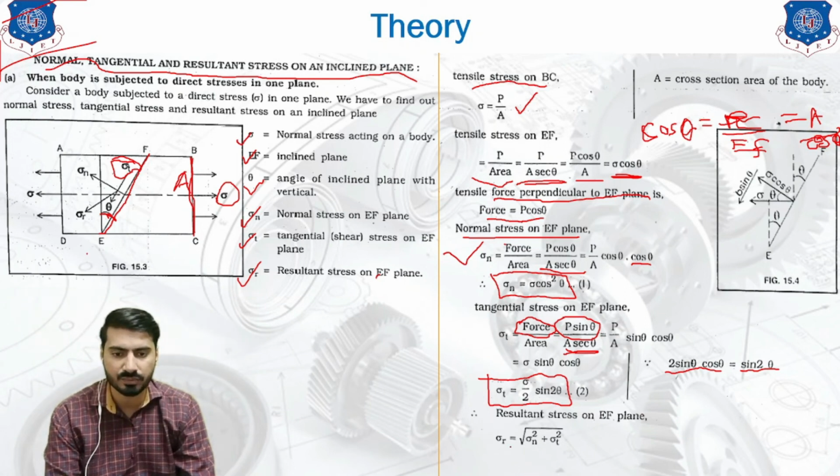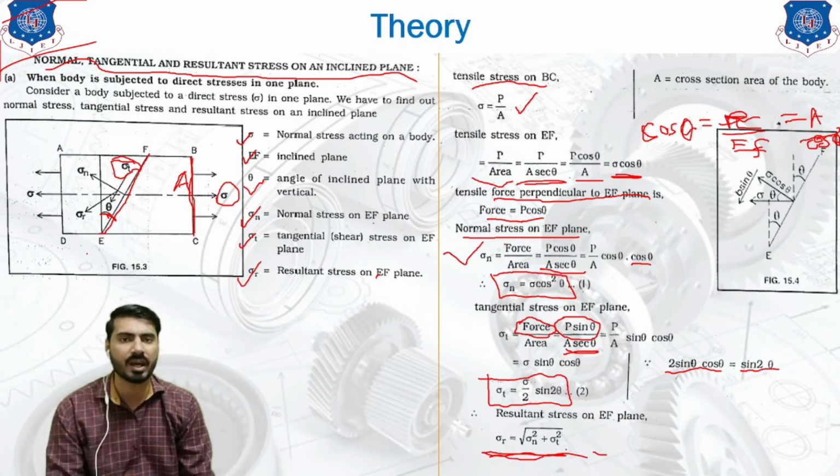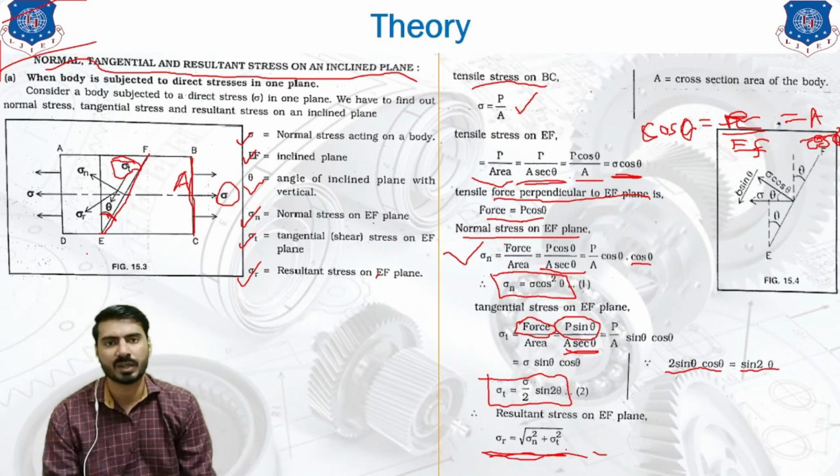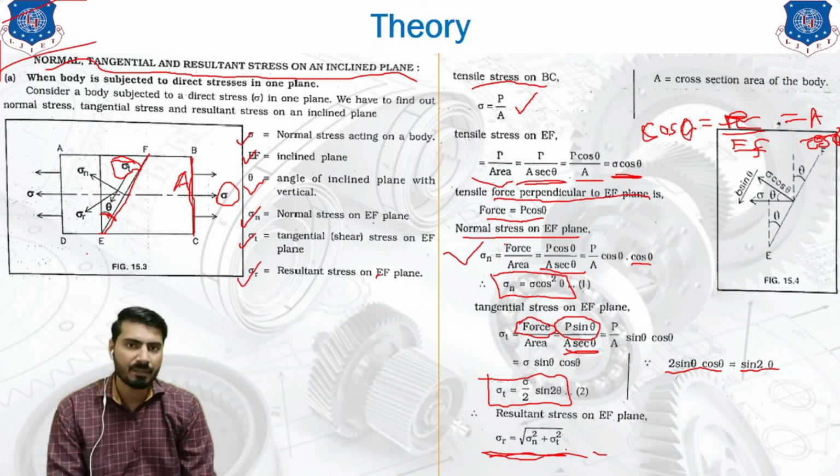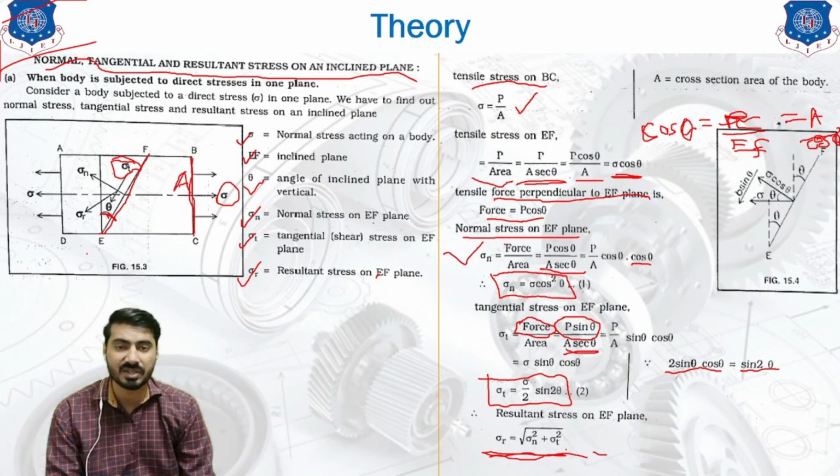But we need to find out the resultant value. The resultant can be found using this formula: under root sigma n square plus sigma t square. So this is how we calculated 3 different stresses acting on the inclined plane. Remember, these are not the principal stresses. These are just simple normal stress and tangential stress.